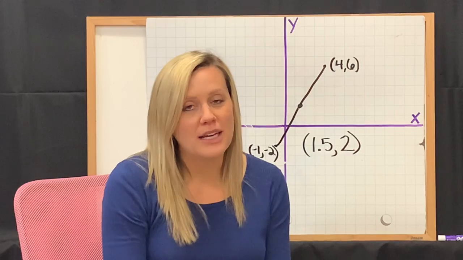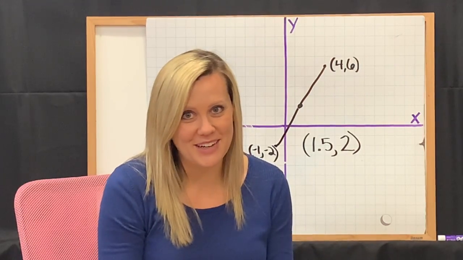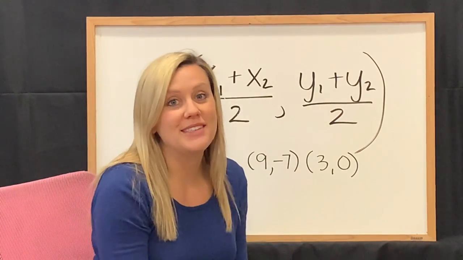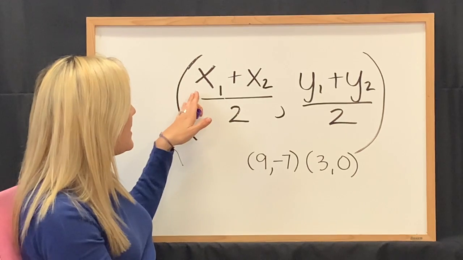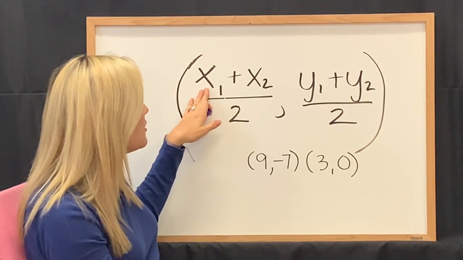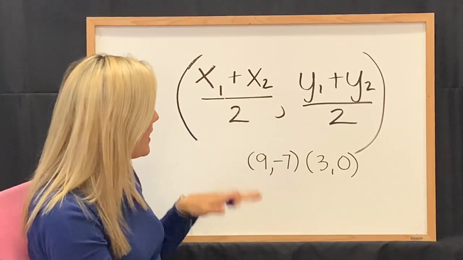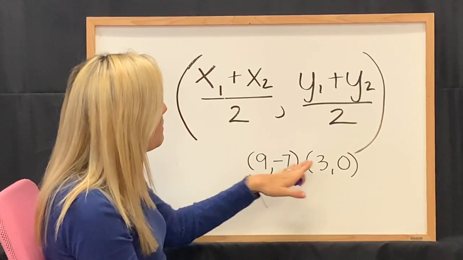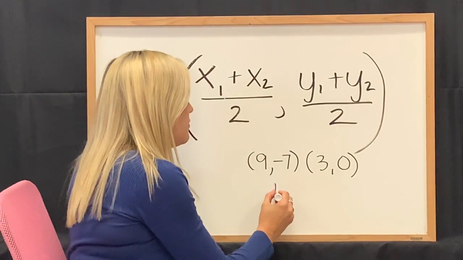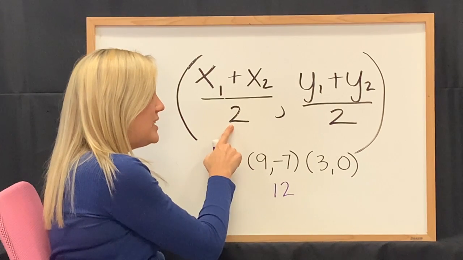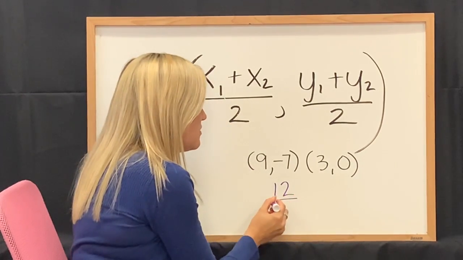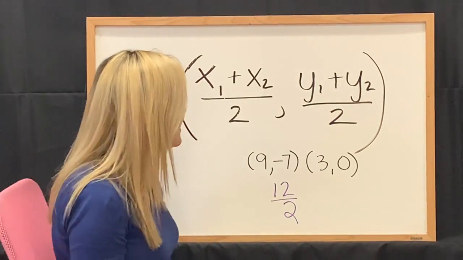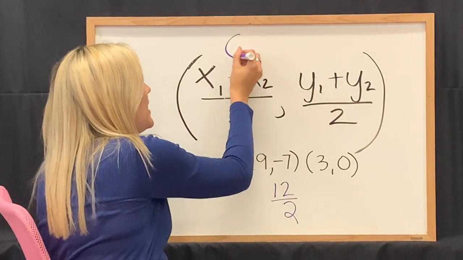So let's try it a couple times with just the formula. Here we go. Let's try this with the points 9, -7, and 3, 0. So the first thing I'm going to do looking at my formula is I'm going to take the first x point and add it to the second x point. So remember, the first numbers are your x's. So 9 plus 3 is going to give me 12. Then all I need to do is divide that by 2. And 12 divided by 2 is 6. So I'm going to remember my first point is 6.